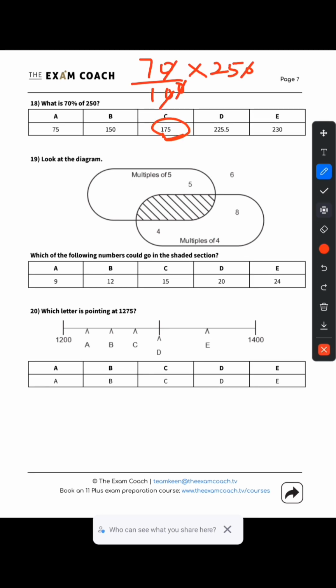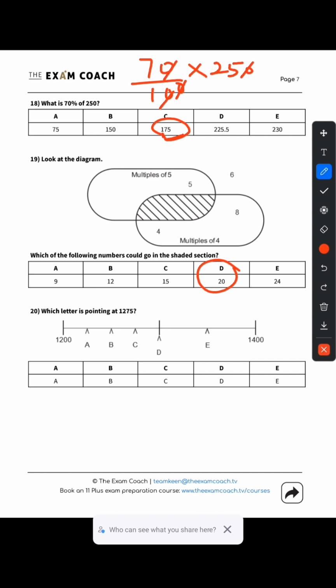The next one, look at the diagram. Multiples of 5, multiples of 4. So in this box, we have multiples of 5, and in this box, we have multiples of 4. Which of the numbers would go into the shaded section? This shaded section is covering multiples of 5 and multiples of 4. So you need to look for a number that is a multiple of 5 and at the same time a multiple of 4. 9 is not a multiple of any. 12 is not a multiple of 5, but is a multiple of 4. 15 is a multiple of 5, but not a multiple of 4. 20 is a multiple of 5, and it is a multiple of 4. So our answer will be D.